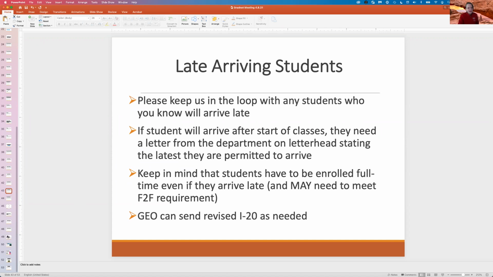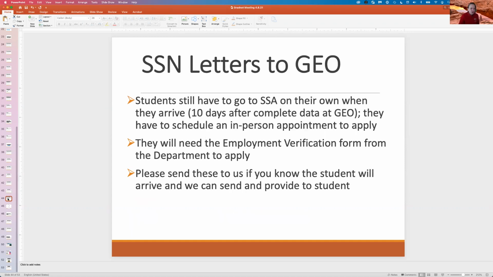But that letter, we're asking that the department send it because you're in the best position to know whether or not a student can still pursue full-time study after a certain date. It's important to also keep in mind that if they're a student on an assistantship, they have to arrive before the middle of the semester, because if they don't, they're going to be responsible for paying the out-of-state portion of their tuition, which most of them cannot afford. So it's up to you to decide the late arrival date, but keep in mind that you wouldn't want it to be more than halfway into the semester if they're going to be arriving late.